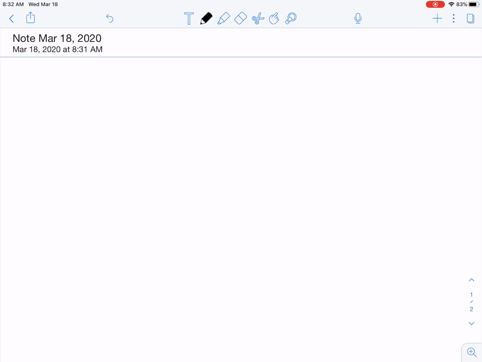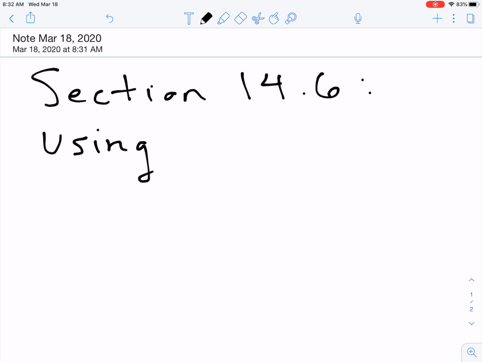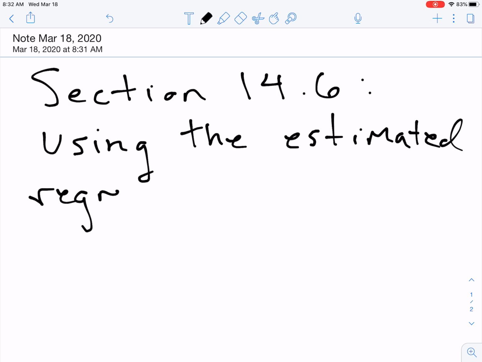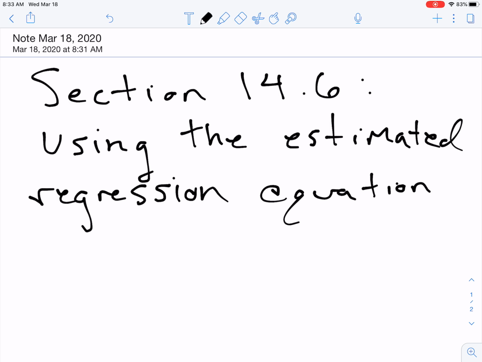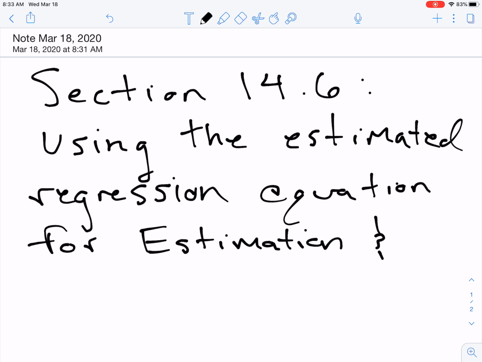And we will be covering section 14.6, which is using the estimated regression equation for estimation and prediction. So that's straight out of the book.